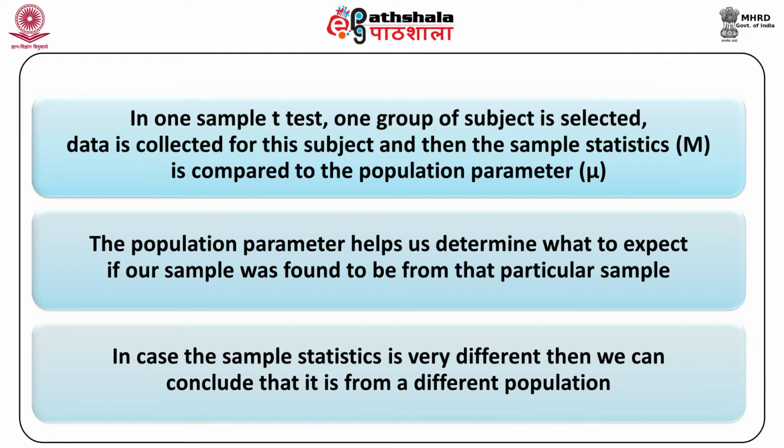In one sample t-test, one group of subjects is selected, data is collected for this group, and then the sample statistic M is compared to the population parameter mu. The population parameter helps us determine what to expect if our sample was from that particular population. In case the sample statistic is very different, then we can conclude that it is from a different population.